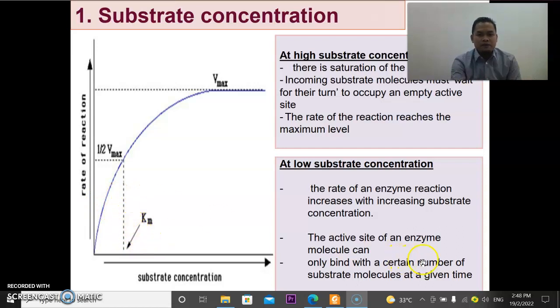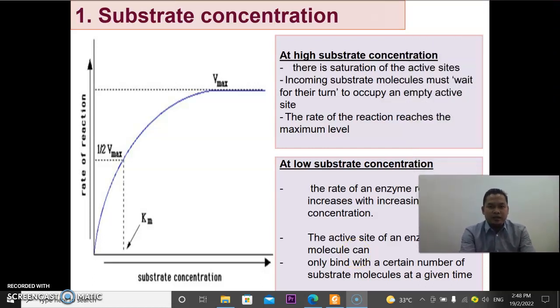The active site of the enzyme molecule only binds with a certain number of substrate at a given time. But pada keadaan di mana at a high substrate concentration, the active site of the enzyme becomes saturated. Ini term yang saya guna. Saya takkan ganti perkataan ni, saturated. The active site of the enzyme becomes saturated. So active site of the enzyme tadi itu akan menjadi saturated.